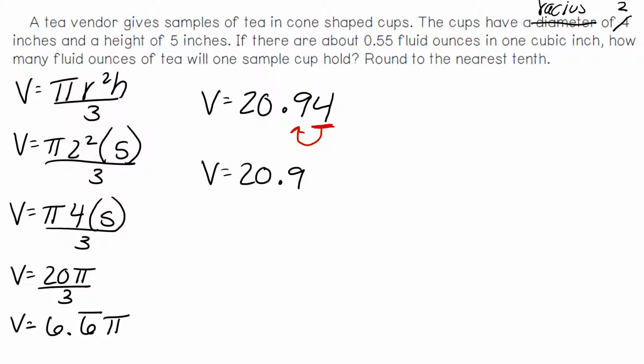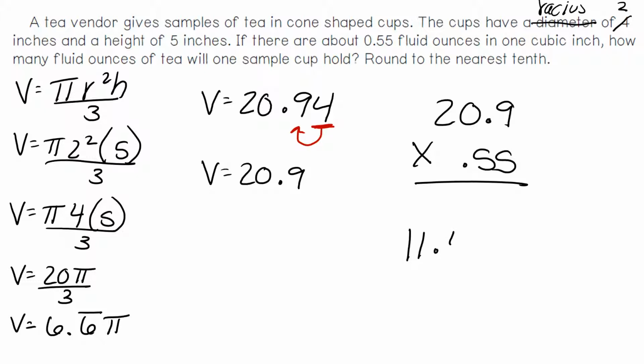Now, the rest of the question says, if there are about 0.55 fluid ounces in 1 cubic inch, how many fluid ounces of tea are in 1 sample cup hold? Round to the nearest tenth. So we're going to take our answer, because that's how many cubic inches there are, and we're going to multiply it by the 0.55, and we get an answer of 11.495.